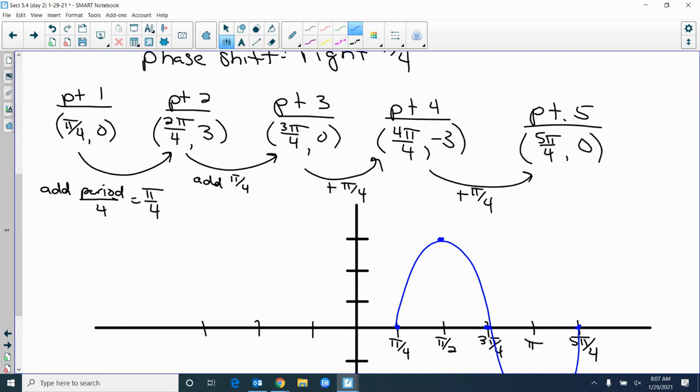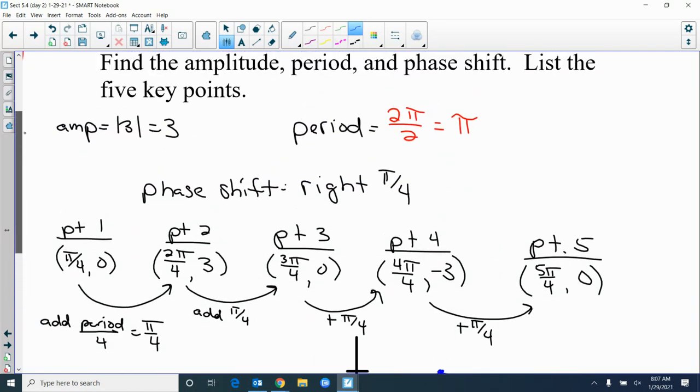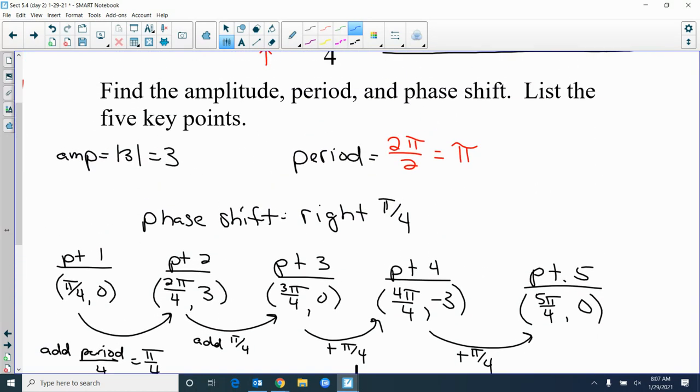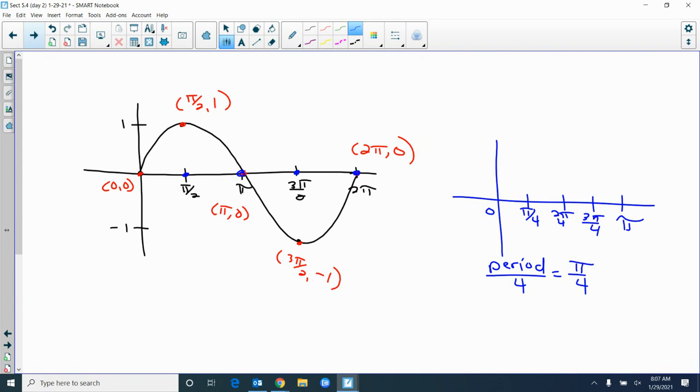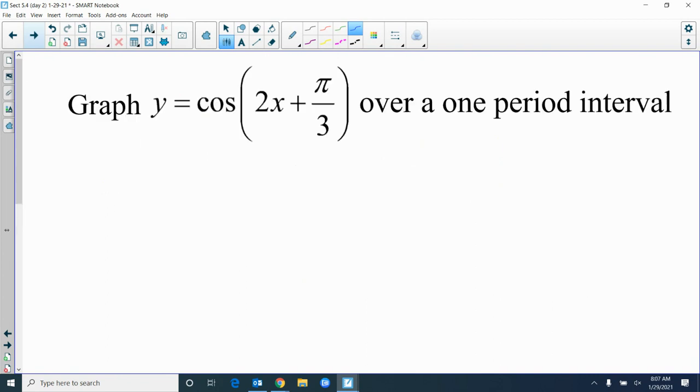But you're going to take your period divided by 4, and that tells you what to add. All right, now that's just one problem. It takes a couple, at least, for this to start to sink in. All right, you got one below there. Graph y equals cosine of 2x plus pi over 3.